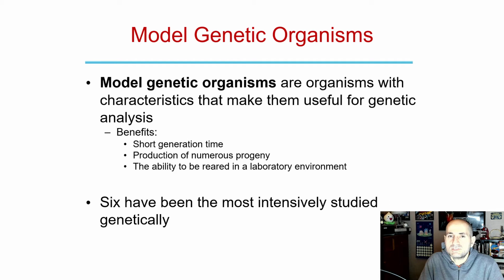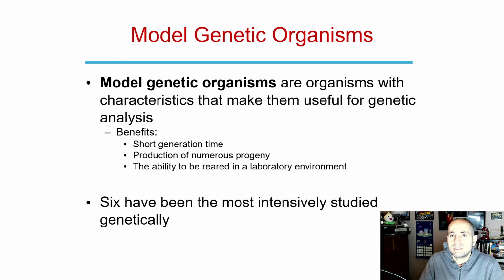And remember, genes are read the same way amongst almost all organisms. So what that means is we don't have to study humans to make observations that are relevant to humans. We don't have to do experimentation on actual humans to learn a lot about what makes a human develop properly, what makes a human's organs function, what makes a human tick, right? So instead of studying humans, what scientists usually do is study model genetic organisms.